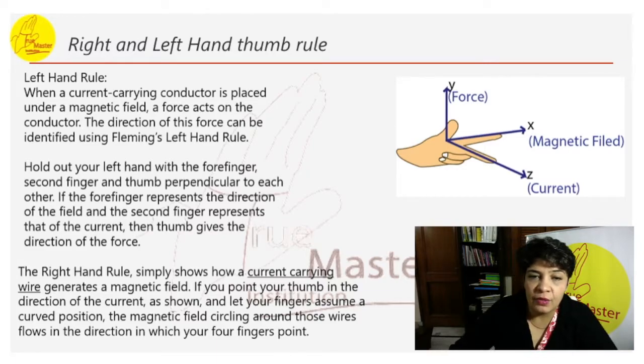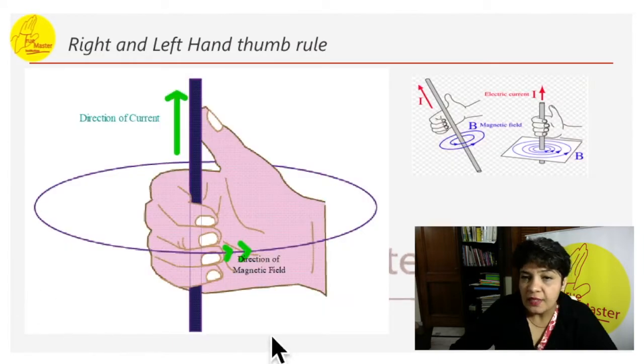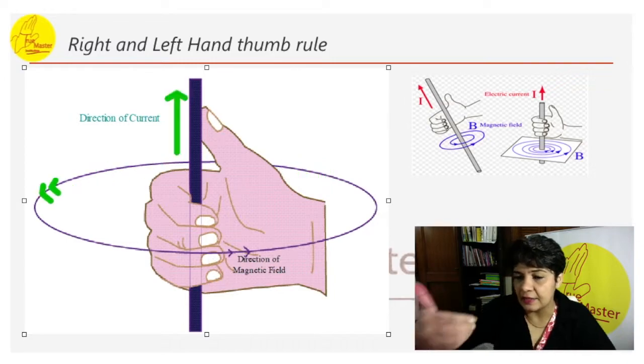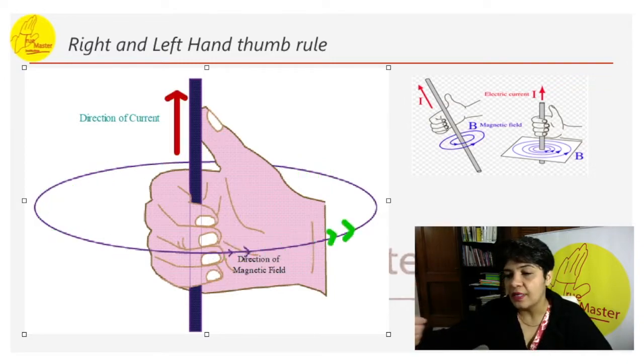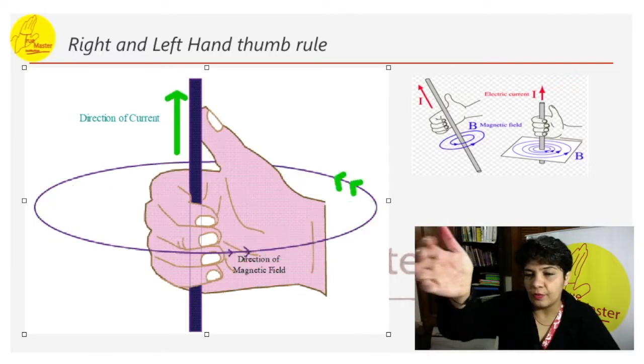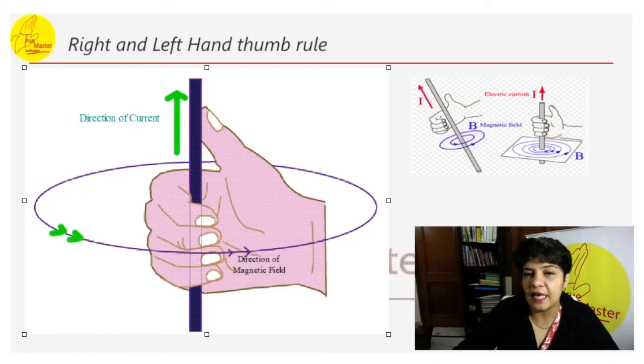So let's have a look at the animation. This blue one is the direction in which the current is flowing. So this is the direction of the current. Here, this will become the magnetic field direction. So what we have done, we have curled our fingers like this. Once we curl it down, that is how, let me show you. This is the thumb, so this is how you have to curl it down. So this becomes the direction of the current and the direction of the magnetic field.